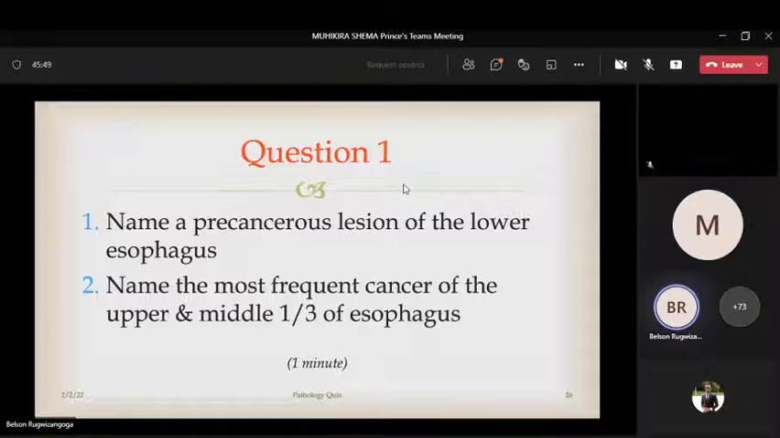So you can just type into the chat. The first question: name a precancerous lesion of the lower esophagus. I mentioned it many times. The second question: name the most frequent cancer of the upper and the middle third of the esophagus. I think 1 minute is enough.